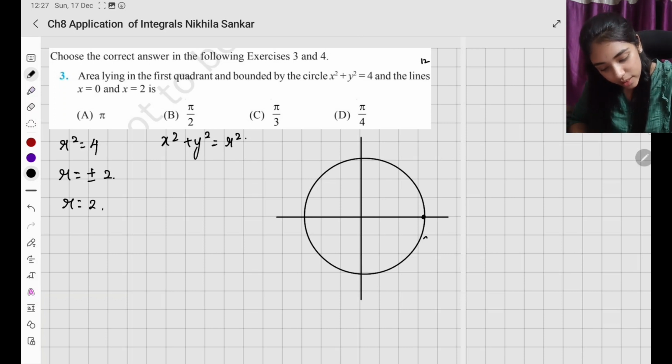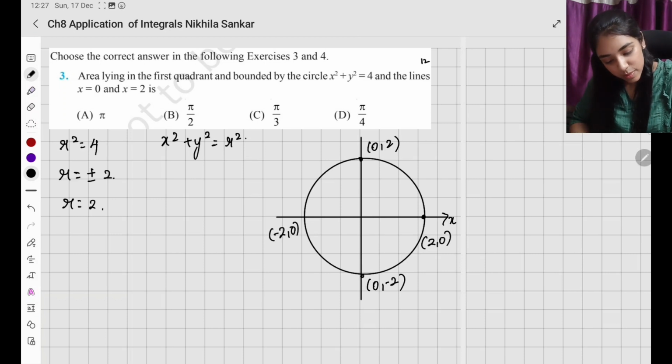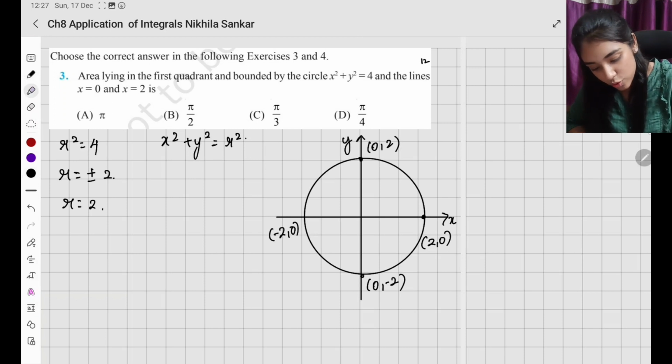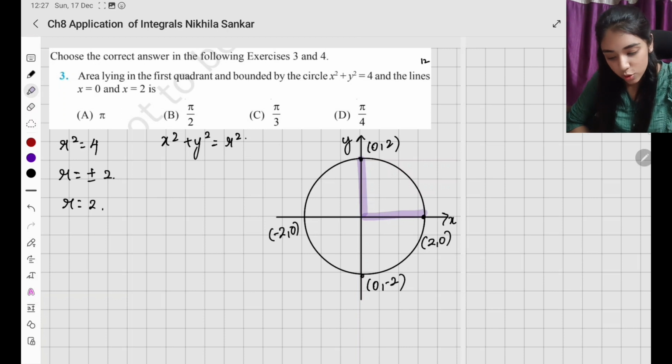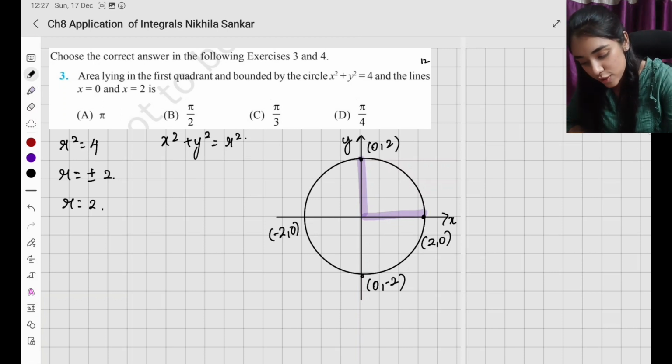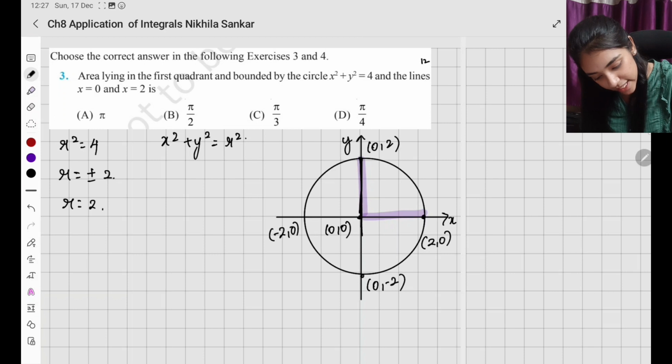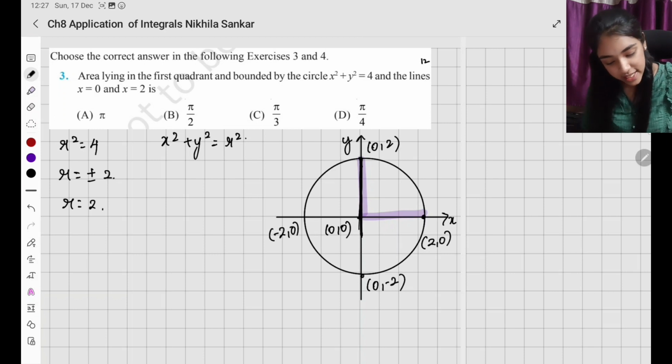So, the points are going to be 2, 0, minus 2, 0, then 0, 2, and here it is going to be 0, minus 2. So, this is my x-axis and this is my y-axis. And the area lying in the first quadrant, so you have to look at this particular quadrant, inside the circle, bounded by the line x equals 0. So this point is going to be 0, 0. So x equals 0 is going to be this particular line, the y-axis itself.